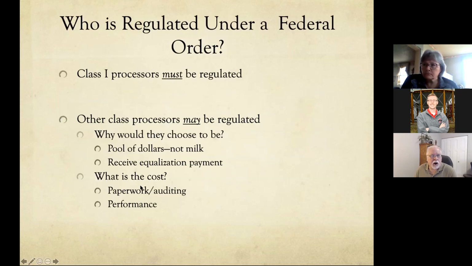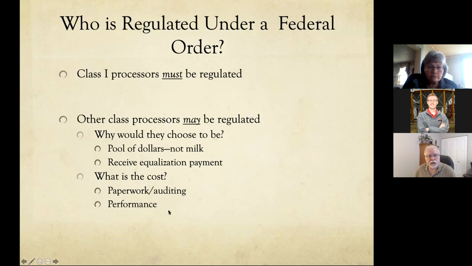And the cost of doing all of this for plants like a cheese plant is that there's more paperwork. You're going to have auditors in there from the federal order going through your business, wanting to make sure that you paid what you should have for the amount of components that you got. And there's also a thing we call performance.